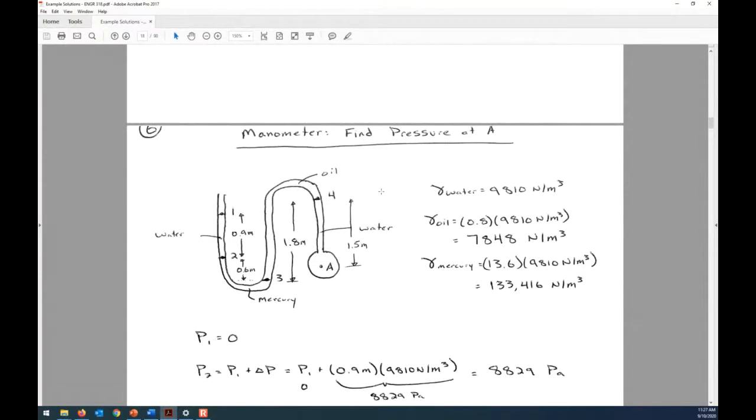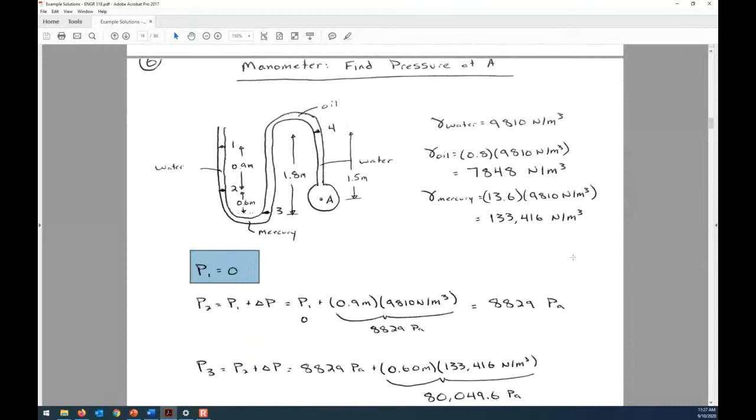So here's this complicated manometer. Since it's open here, the pressure of the gas will be the same as the pressure of the water at location one. So P1 is zero. We're doing this problem in gauge pressure, so the pressure at one is zero. Now we start the accounting game: as we go down, the pressure increases, and as we go up, the pressure decreases.